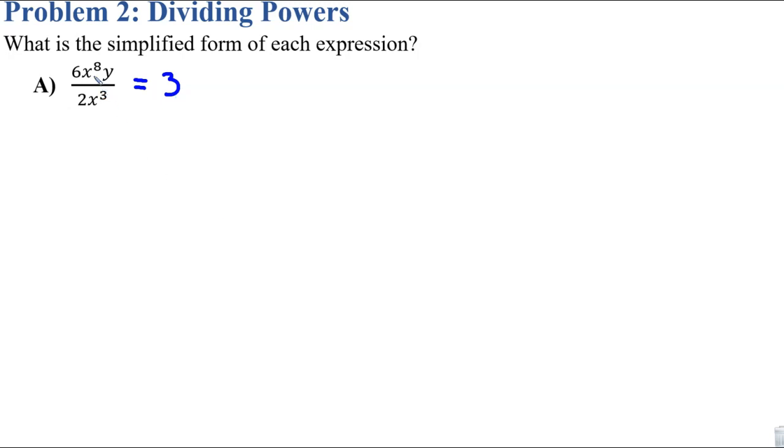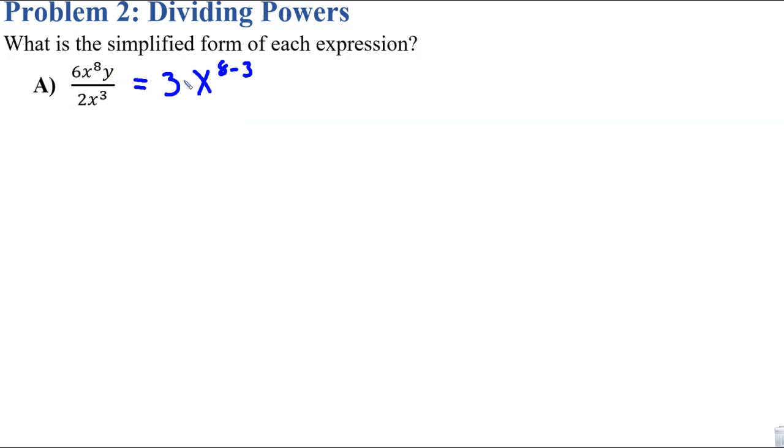And then for the x to the 8th divided by x to the third, I can rewrite that as x to the 8 minus 3. And once again, it's minus because 3 of the x's on the bottom are going to cancel with 3 of the x's on the top. We'll subtract those away.